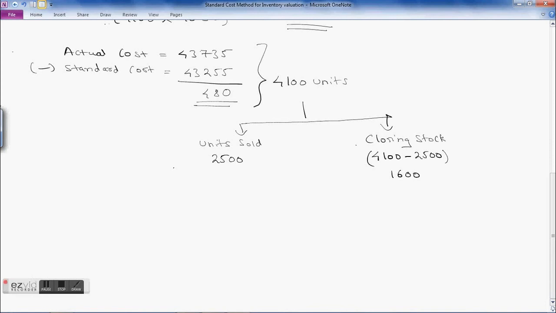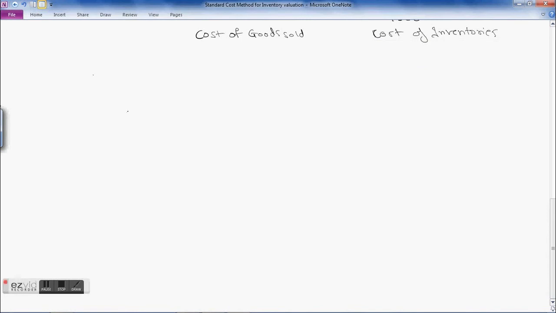Now this variance of 480 is for 4100 units. This variance needs to be proportionately bifurcated between units sold and closing stock. So it has to be bifurcated between cost of goods sold and cost of inventories. So we'll now calculate the value of inventory.